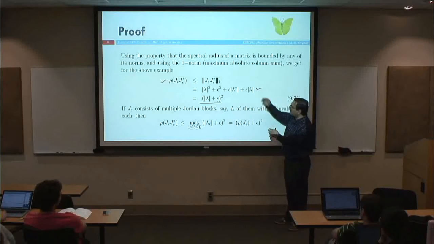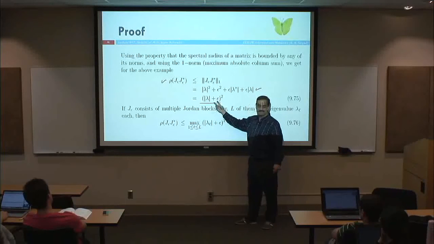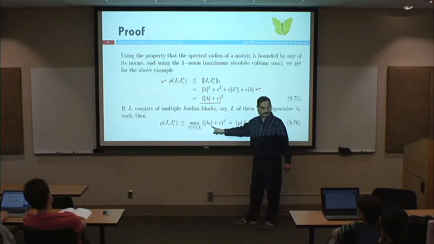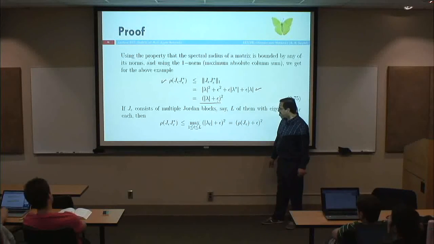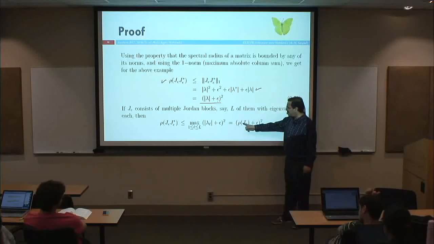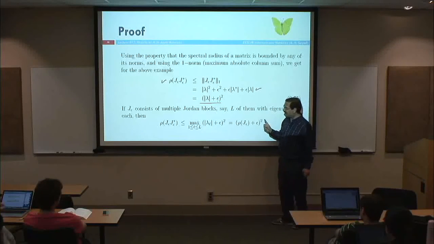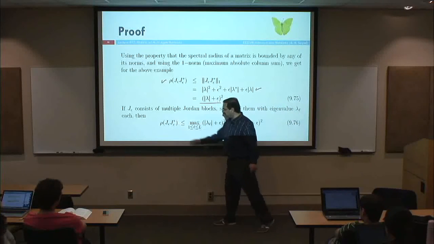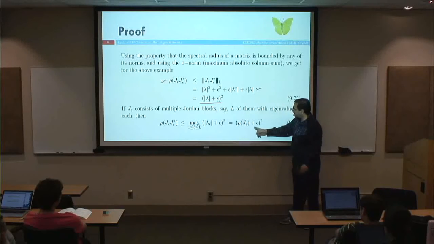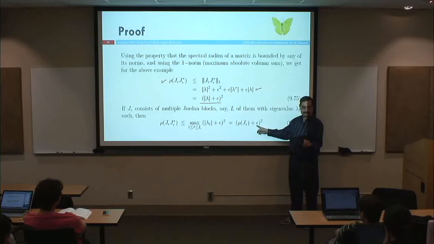But because you have many Jordan blocks, the spectral radius of this product is the maximum that this can be over the Jordan blocks. Well, the maximum the lambda can be over the Jordan blocks is the spectral radius of that Jordan block. So what this result is showing is that the spectral radius that I'm interested in is upper bounded by the spectral radius of J itself, plus an epsilon.